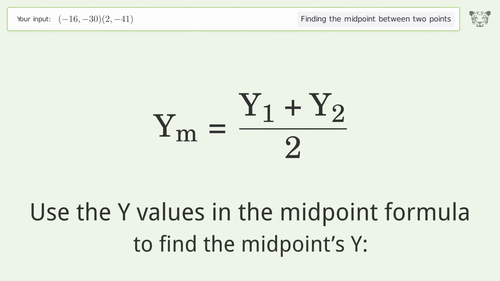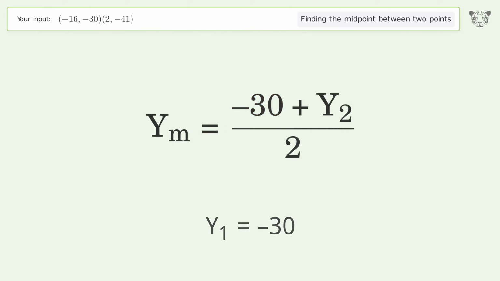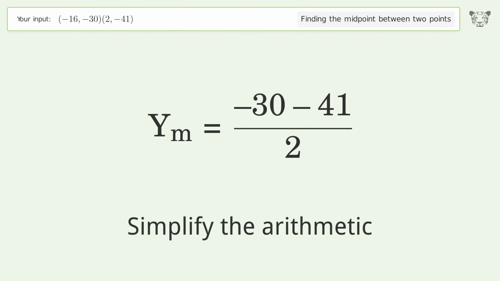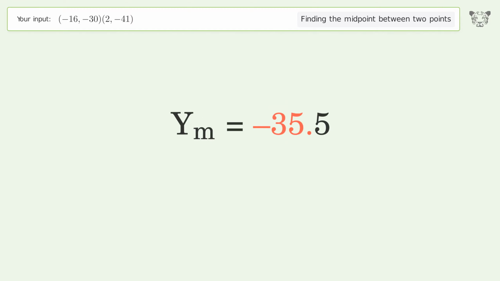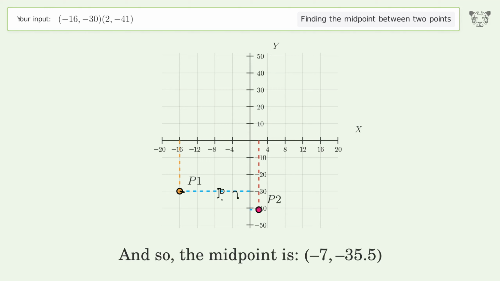Use the y values in the midpoint formula to find the midpoint's y. y1 equals -30. y2 equals -41. Simplify the arithmetic. And so, the midpoint is -7, -35.5.